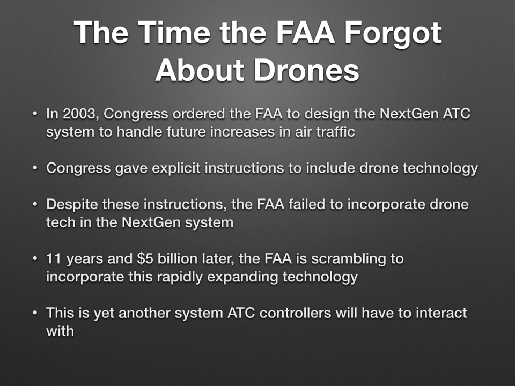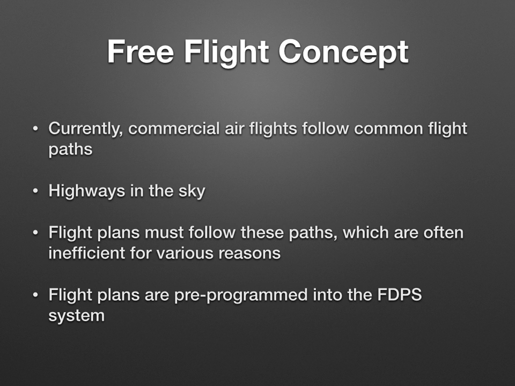11 years and $5 billion later, the FAA is scrambling to catch up and incorporate some sort of system to handle drones, because drones operate on different systems for the most part than commercial traffic. This is yet another system that air traffic controllers are going to have to interact with, as whatever system is eventually implemented for drone traffic probably won't communicate well with the NextGen system. And of course, we can't go back and start over and spend another $5 billion in another 11 years designing another next-gen system on top of the next-gen system we've already developed.